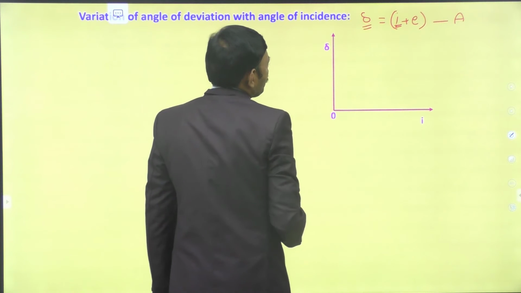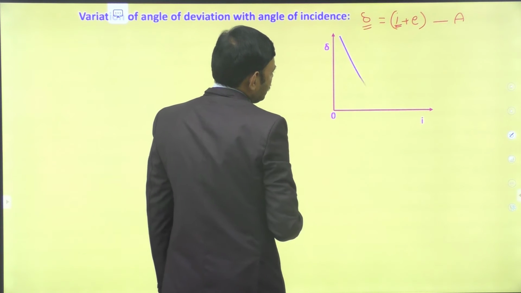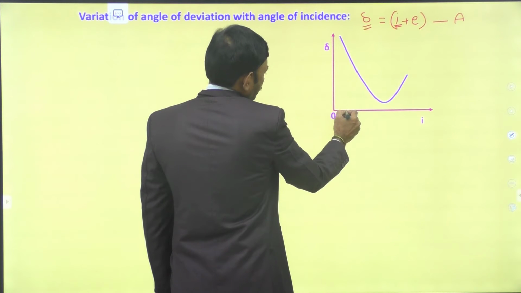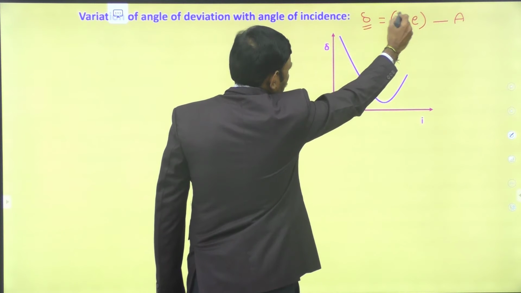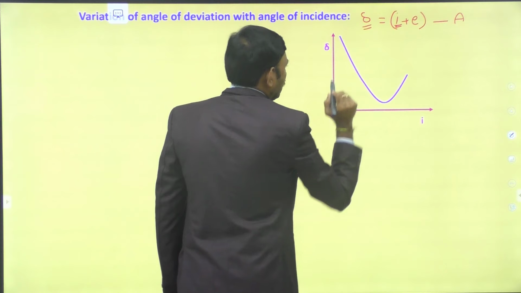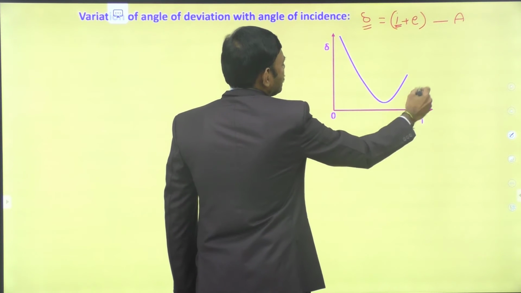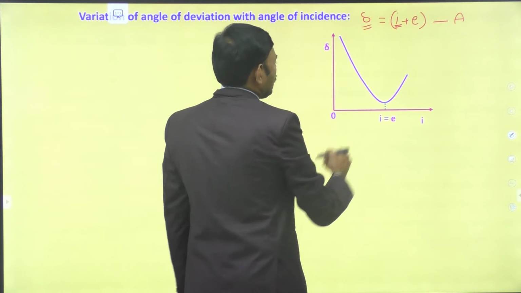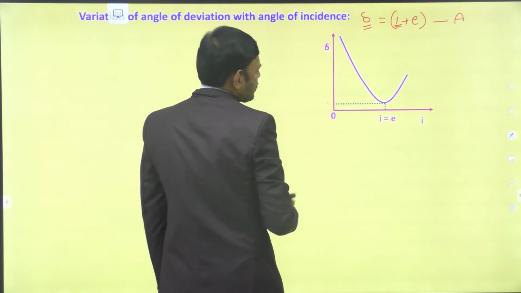At the initial angle of incidence, the angle of deviation is high. Observing at lower values of angle of incidence, the angle of deviation is high. As the angle of incidence increases, deviation goes on decreasing to a certain value. Beyond a certain incidence, with increasing angle of incidence, the angle of deviation also increases. So this is the graph that we are observing.